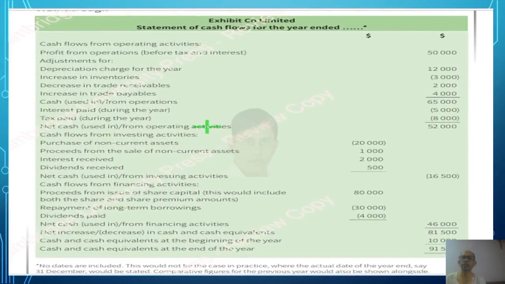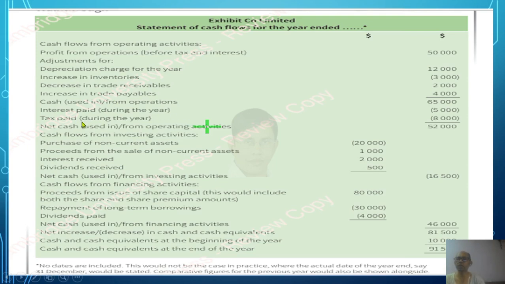So this is how a statement of cash flows will appear. It will start from operating activities. So it will start from profit from operations before tax and interest. This is the starting point. To that we have to add or deduct adjustments. So the depreciation charge for the year will be added. Increase in inventories will be subtracted, decrease in trade receivables will be added, increase in trade payables will be added. That will give you cash flow from operations.